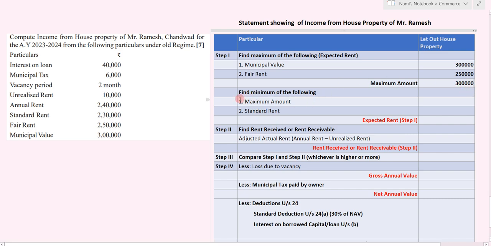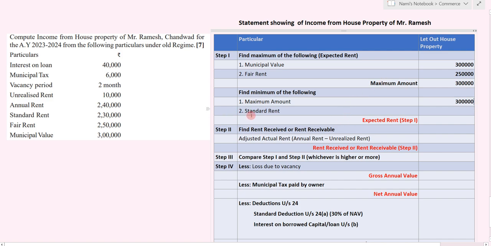After that, in the first step only, we have to find the minimum of the following. The minimum is taken from the maximum value amount and standard rent. Whichever is lower, that amount we will take, and that will be called the expected rent. How much did we get as the maximum amount? 3 lakh rupees.